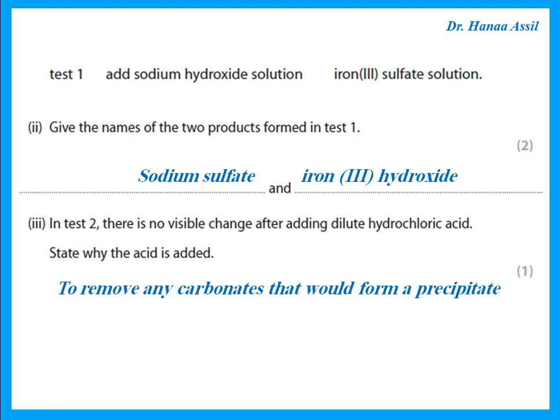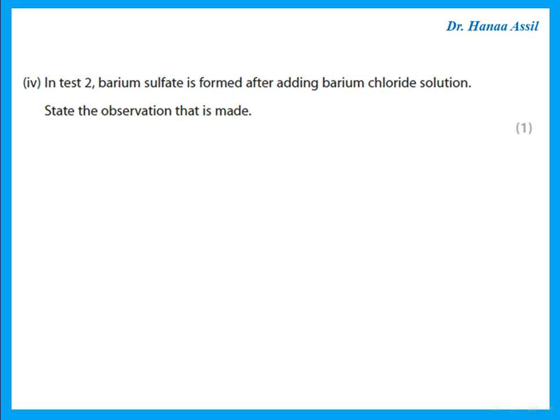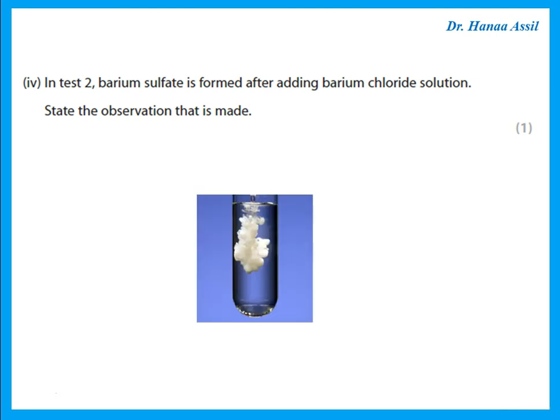What are we testing for? Remember, barium chloride tests for what? Tests for sulfate. So in test 2, barium sulfate is formed after adding barium chloride. What is the observation that is made? Remember, this is the test for sulfate. I add dilute nitric acid and barium nitrate, or dilute hydrochloric acid and barium chloride, and I should get a white precipitate.